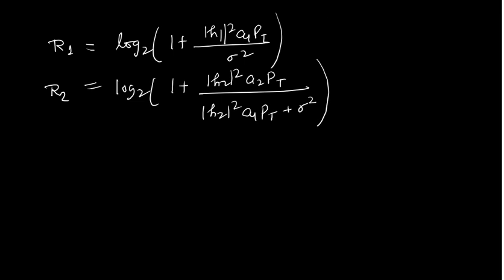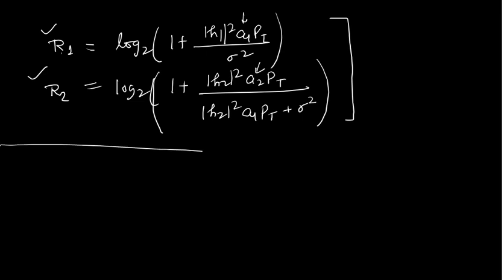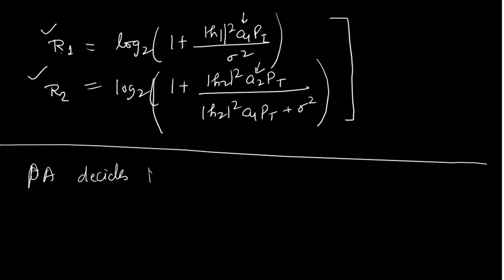So as you can see, the rates of user 1 and user 2 depend upon the power allocation coefficients A1 and A2. Therefore, if we take different values of power allocation coefficients, these values of R1 and R2 will be different, right? Power allocation decides the value of R1 and R2, right?